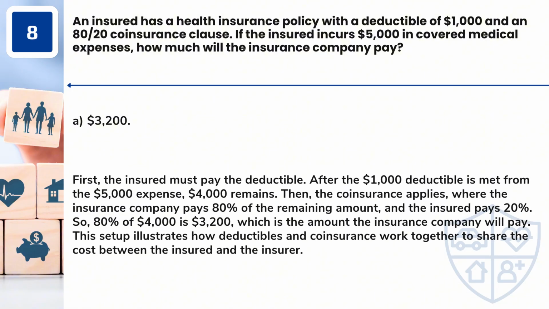Answer: A. $3,200. Explanation: First, the insured must pay the deductible. After the $1,000 deductible is met from the $5,000 expense, $4,000 remains. Then, the coinsurance applies, where the insurance company pays 80% of the remaining amount, and the insured pays 20%. So, 80% of $4,000 is $3,200, which is the amount the insurance company will pay. This setup illustrates how deductibles and coinsurance work together to share the cost between the insured and the insurer.